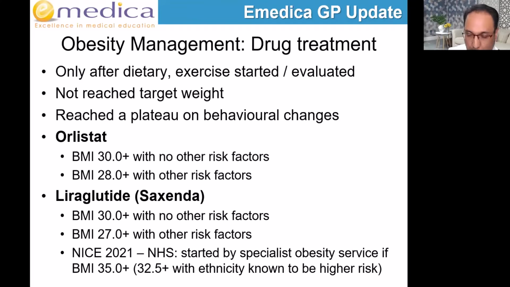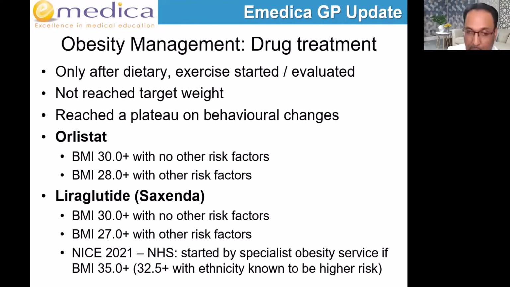It's stayed the same as what the 2021 guideline said, that for it to be prescribed within the NHS, it can only be started by a specialist obesity service. And even then, only for those that fulfill the criteria for obesity 2. So body mass index 35 plus for most patients, or 32.5 plus for those ethnicities with known higher risk. So you couldn't give it to someone at obesity 1.